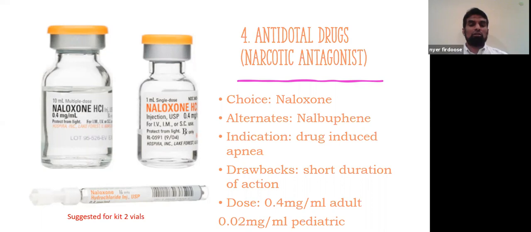The side effects also include acute withdrawal syndrome, and in such cases we have to give a titrated dosage. For the adult dosage, it is 0.4 milligram per ml in a 1 ml ampule, and for the pediatric dose it is 0.02 milligrams per ml in a 1 ml ampule.